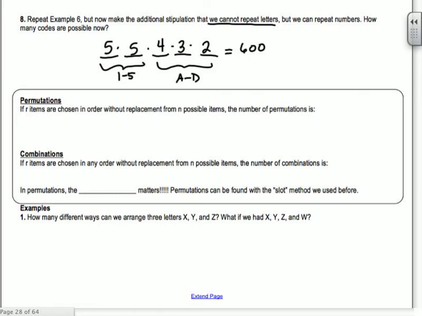So permutations, it says if R items are chosen in order without replacement from n possible items. Okay, so the key word in this is in order. So order matters. The number of permutations, we write it a couple different ways. You might see P(n, R), or you might see nPr, like that.